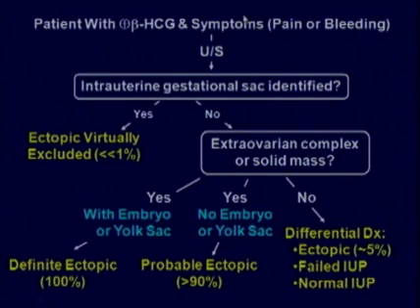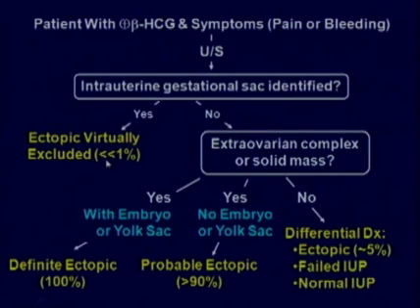If we start with a rule-out ectopic patient, one with a positive pregnancy test and symptoms of pain or bleeding, the first test would be an ultrasound. And the first question to ask when we do the ultrasound is, do we see an intrauterine gestational sac? If the answer to that is yes, an ectopic pregnancy is virtually excluded. The chance of ectopic, if there is an intrauterine pregnancy, is well under 1%, probably under 0.1%.